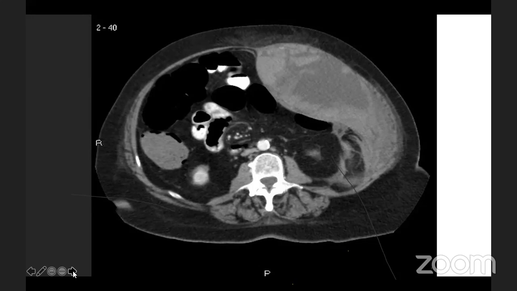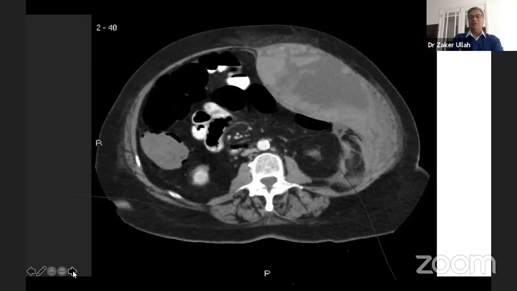Since the patient is on anticoagulants, the possibility of hematoma is higher. Good. This is rectus sheath hematoma. Very clearly rectus sheath hematoma. You can see the lining at the anterior rectus sheath, and then muscle is there, but this is the hematoma.